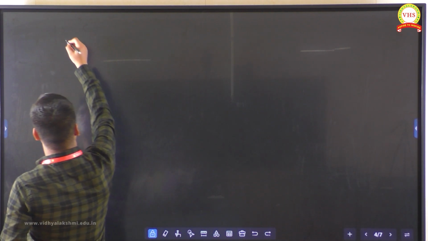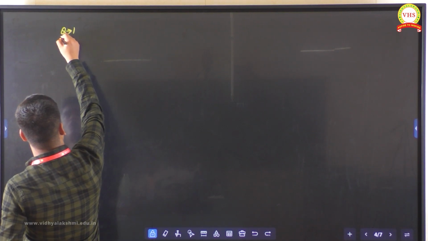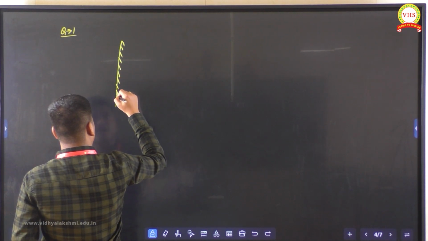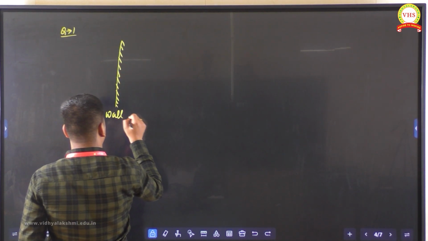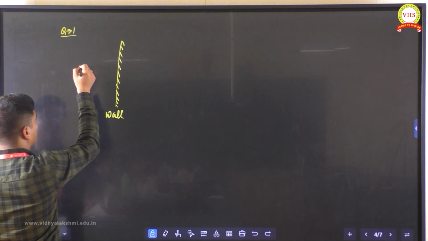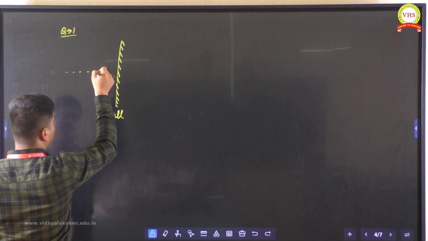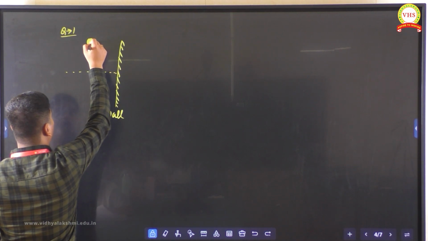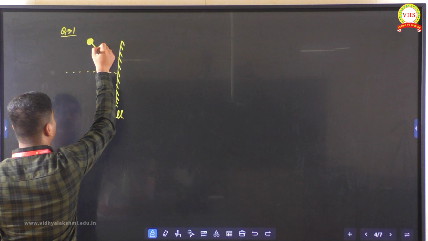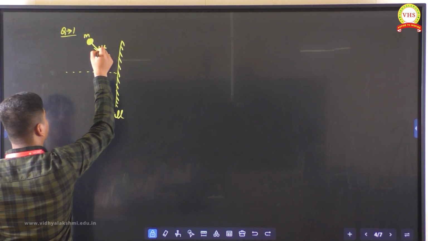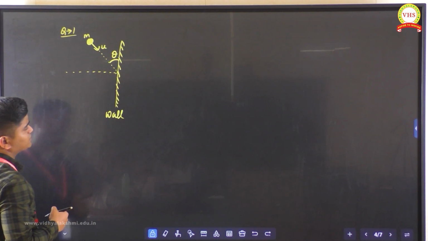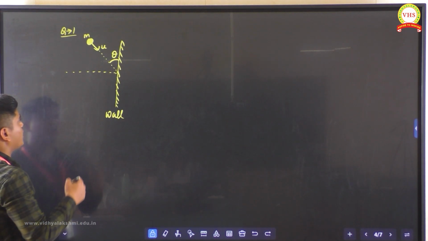Now next, listen. One illustration I am taking as question number 1. One wall is here. This is the wall. This is horizontal, this is a vertical wall. Now here one object is coming with velocity, suppose take v or u, whatever, u is the velocity. Mass is m. And it is making theta angle with the wall, in the direction it is coming.